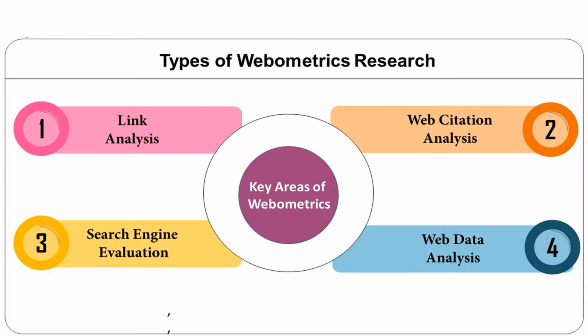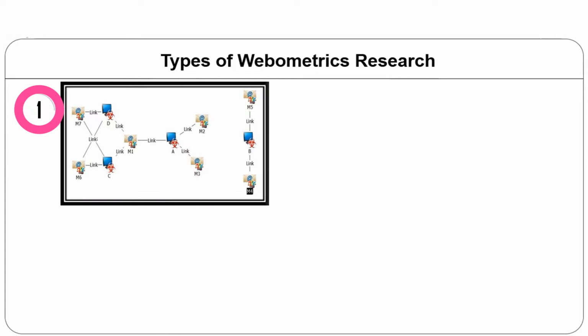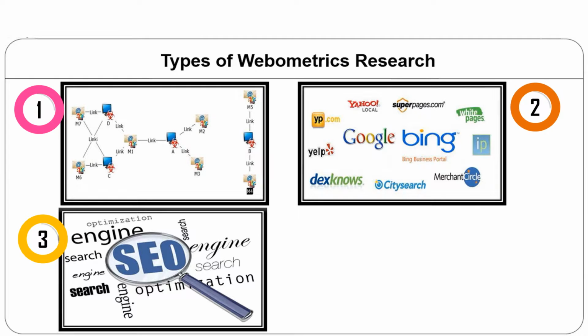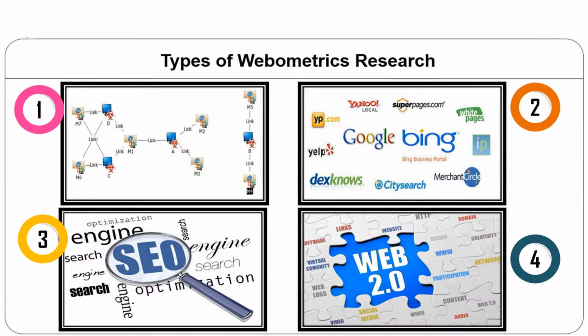Thelwall has identified 4 key areas of webometrics. According to him, the key areas of webometrics are link analysis, web citation analysis, search engine evaluation, and web data analysis or measuring of Web 2.0 technologies.